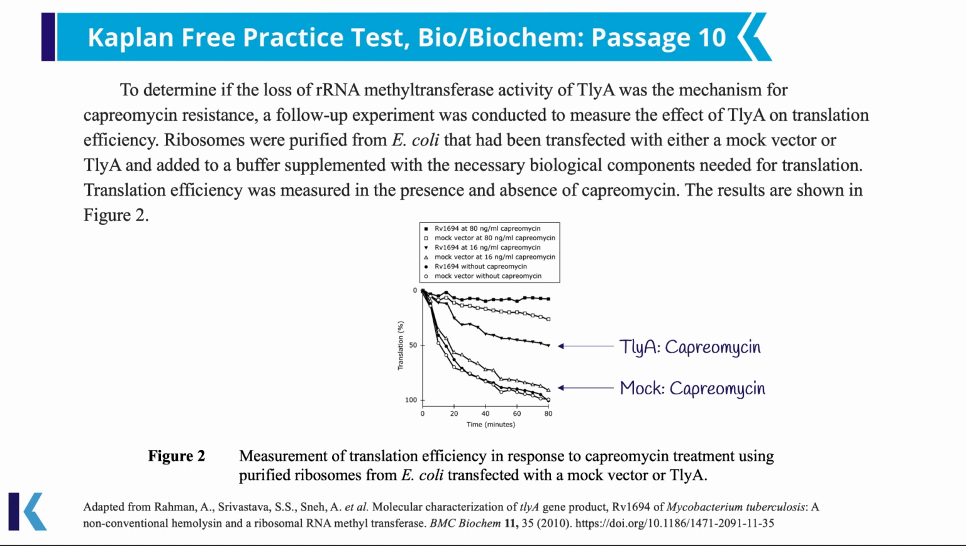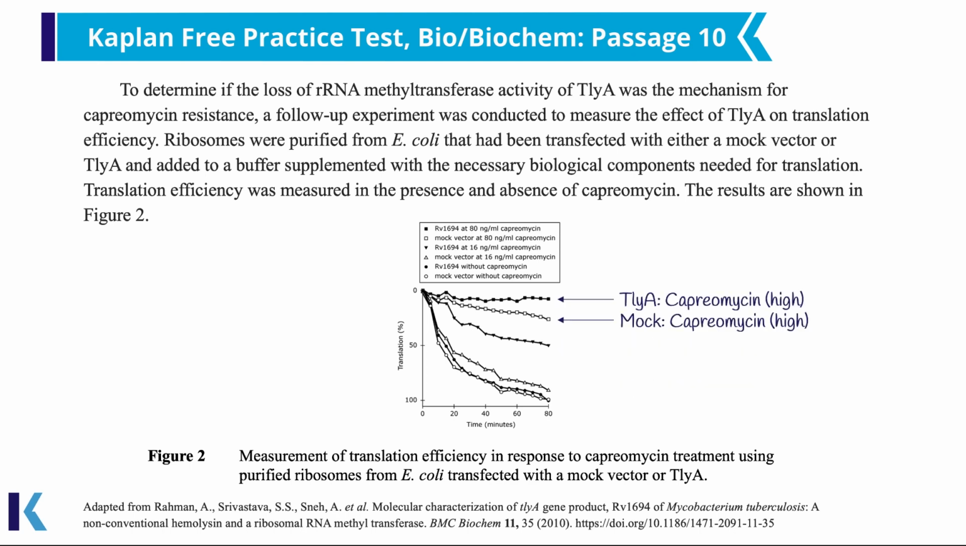Finally, mock vector and TLYA at 80 nanograms per milliliter with capreomycin have the lowest rates of translation, with TLYA having the lowest translation efficiency. Overall, these results suggest that TLYA leads to decreased translation in the presence of capreomycin.